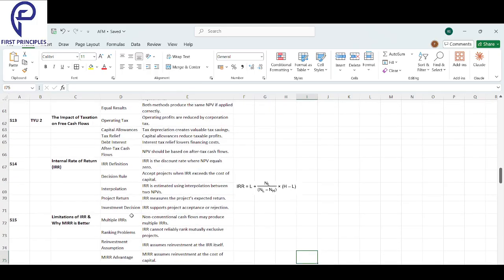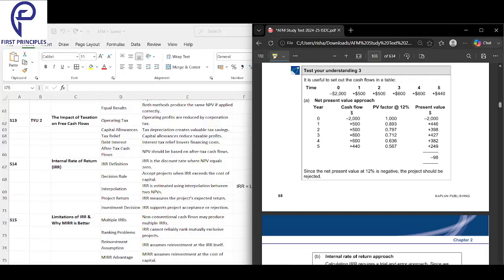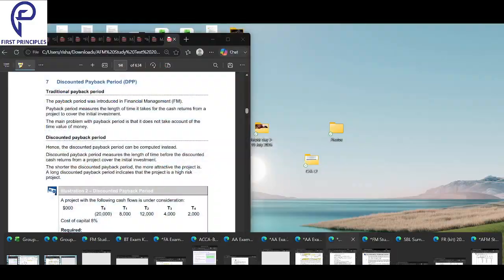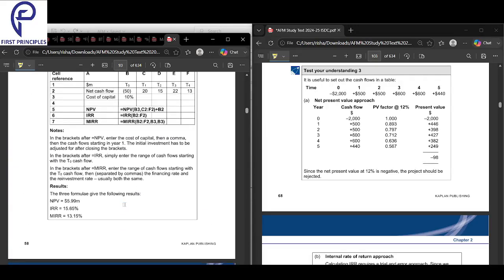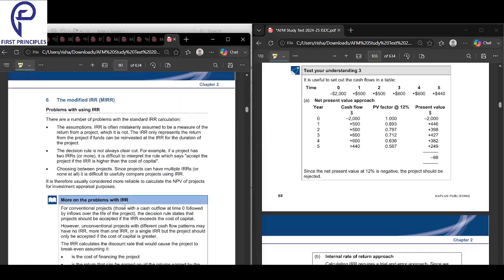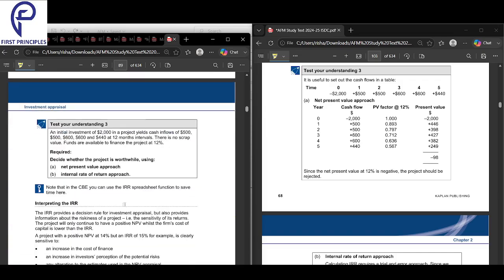Let's do a few sums and get done with this topic quickly. Okay, so now let's look into the questions here for IRR and MIRR. Let's quickly get that done. First, we'll look if there are any questions on IRR. Yes, there is. So quickly, let's solve this.